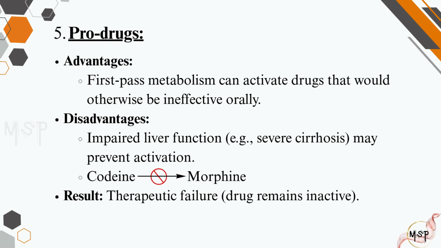However, this dependence also has a downside. If liver function is significantly impaired, as in severe cirrhosis, the conversion of prodrugs into their active forms can fail, leading to therapeutic failure. For example, codeine relies on hepatic metabolism to morphine. In patients with poor liver function, codeine may provide little or no analgesia. This highlights that first-pass metabolism can be both a friend and a foe, depending on the context. Hence, understanding the first-pass effect is crucial for determining the route of administration.